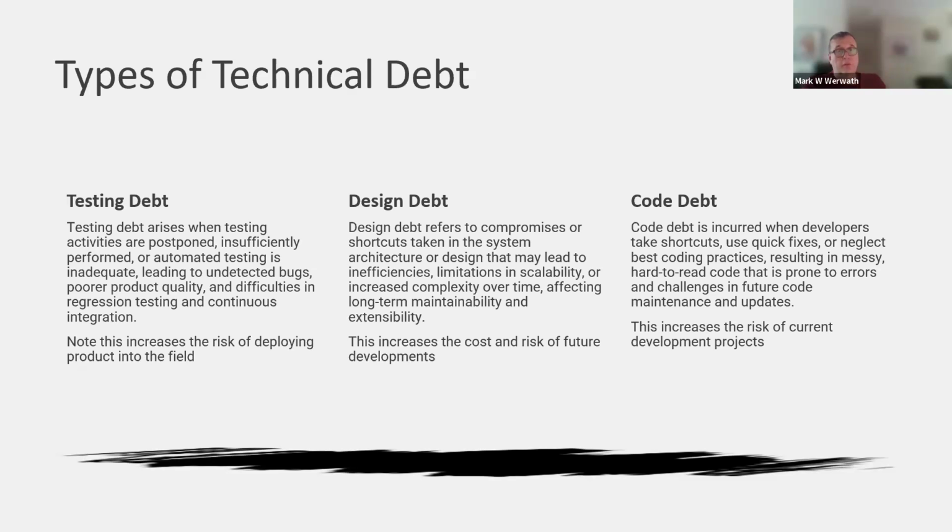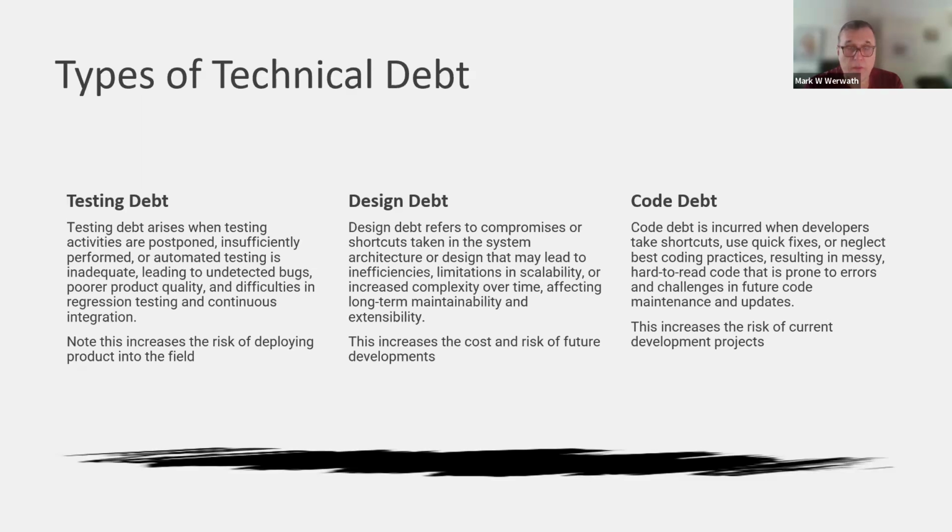Design debt refers to compromises or shortcuts taken in the system architecture or design that may lead to inefficiencies, limitations in scalability, or increased complexity over time, affecting long-term maintainability and extensibility. In my mind, this increases the cost and risk of future developments. So whereas testing debt is a deployment risk, design debt is a development risk, right?